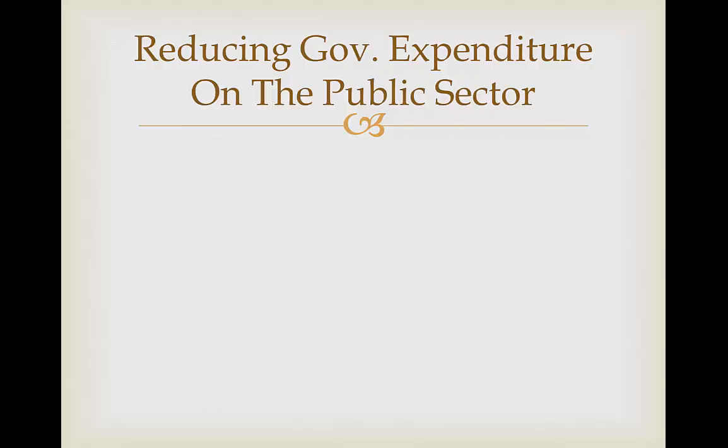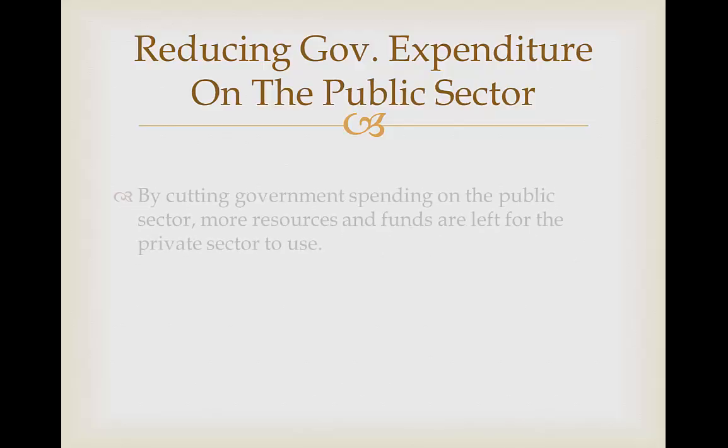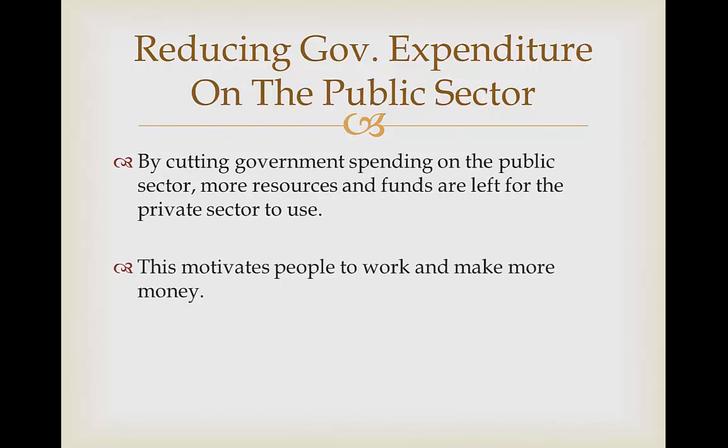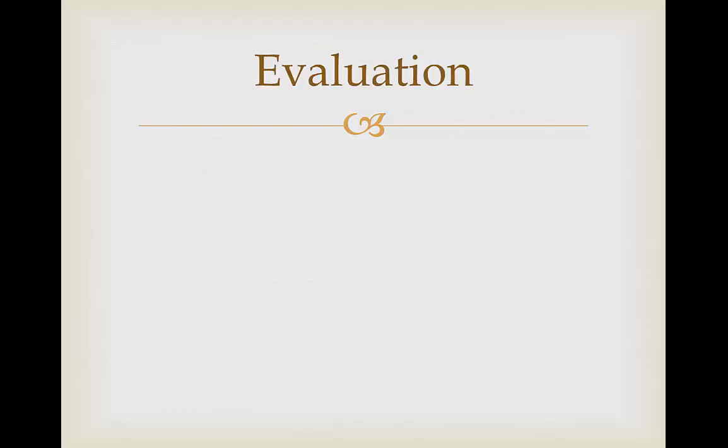Now we're going to look at reducing government expenditure on the public sector as a form of supply-side policy. By cutting government spending on the public sector, we're going to have a lot more resources and a lot more funds left for the private sector to use. This is going to motivate people in the private sector to work a lot more and make more money because these retained profits are going to be kept for themselves.